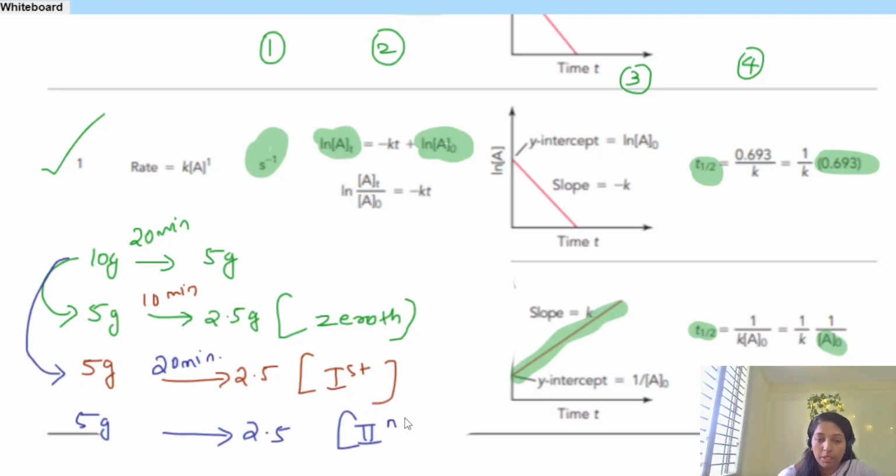Okay, and if it is again 5 grams to 2.5, and if it were a second order reaction, what happens? That's why we have studied it is an inverse relationship. When you halve the concentration, the t half will be doubled. So that's why it will take some 40 minutes. So this is the t half and A0 relationship in various cases.